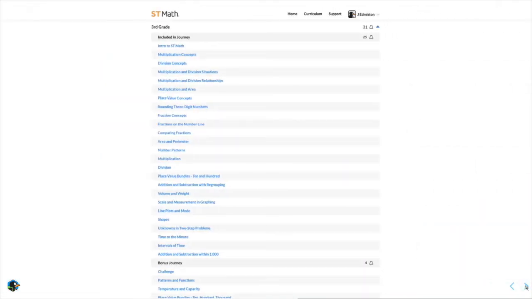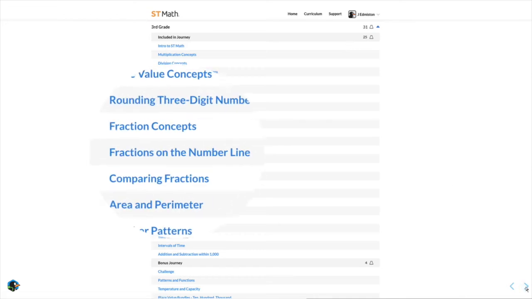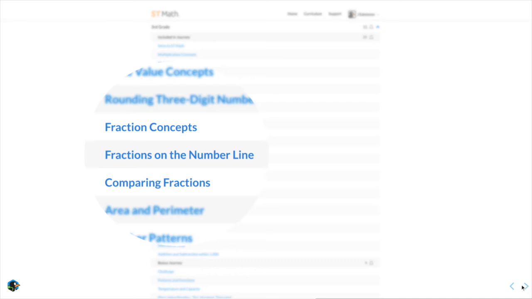Now, it's also very important to realize that even though STMath is a supplemental curriculum, it's also a very comprehensive curriculum. Let's take a look at 3rd grade. Here's a teacher's view of the grade level content. Notice there are 25 objectives, the typical things you'd expect to see in 3rd grade, and all standards aligned. So let's take a closer look at one of these objectives to put all this learning in context.